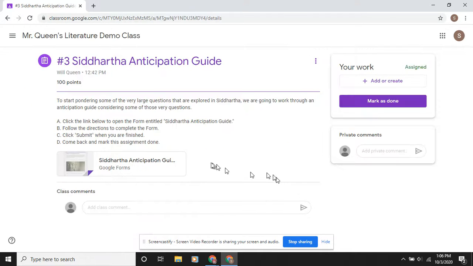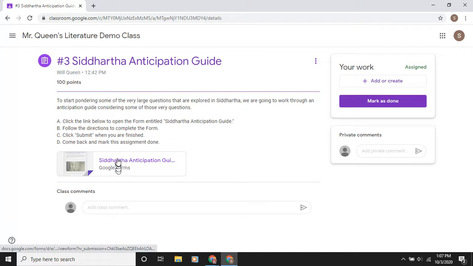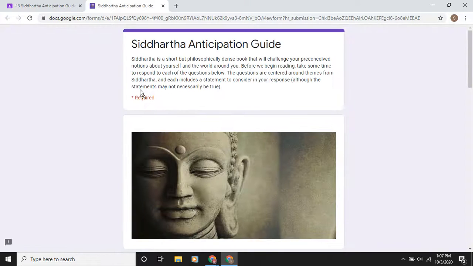So view this assignment to start pondering some of the very large questions that are explored in Siddhartha, because it's a deep book. We are going to work through an anticipation guide considering some of those very questions. So click the link below to open the form entitled Siddhartha Anticipation Guide, then follow these directions. Siddhartha is a short but philosophically dense book that will challenge your preconceived notions about yourself and the world around you. Before we begin reading, take some time to respond to each of the questions below.